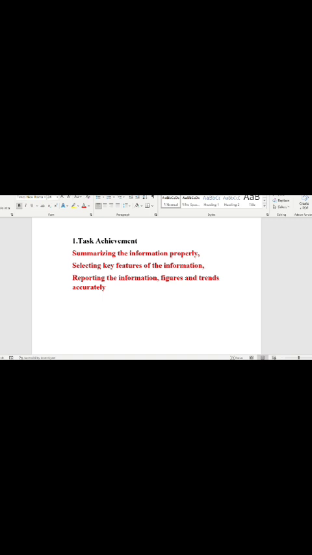Task achievement কি আসলে সেটা আমরা জানবো. It means summarizing the information properly, selecting key features of the information, and reporting the information, figures and trends accurately. Okay, so what does summarizing mean? এটা আমাদের আগে জানতে হবে. Summarizing means to shorten any information by keeping only the most important ideas, leaving out the details. So আমরা unnecessary কথাবার্তা এখানে বলবো না.